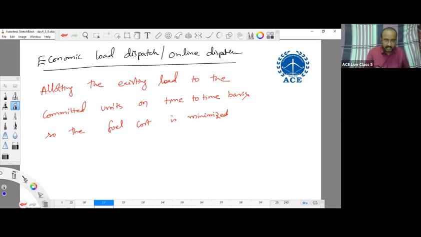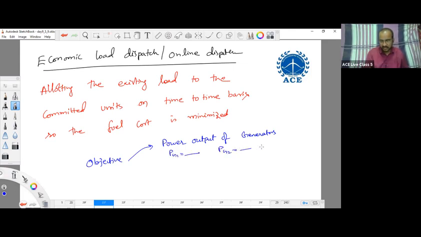So what is the output of this economic load dispatch? It will give the power output of generators. That means how much power it should generate. The power output of generators is given by this economic load dispatch. That means generator 1 should generate how much, generator 2 should generate how much power, like that, the nth generator should generate how much power.